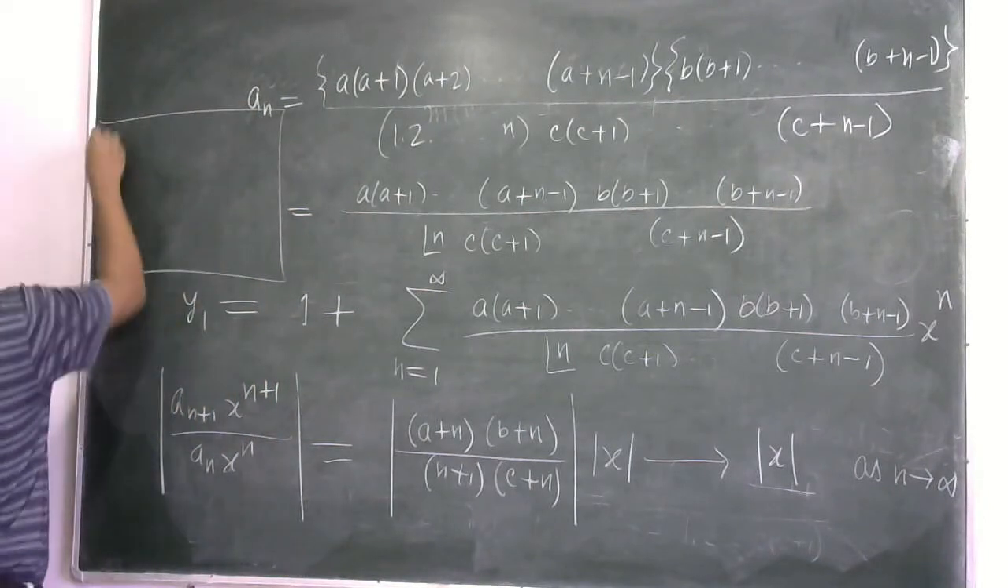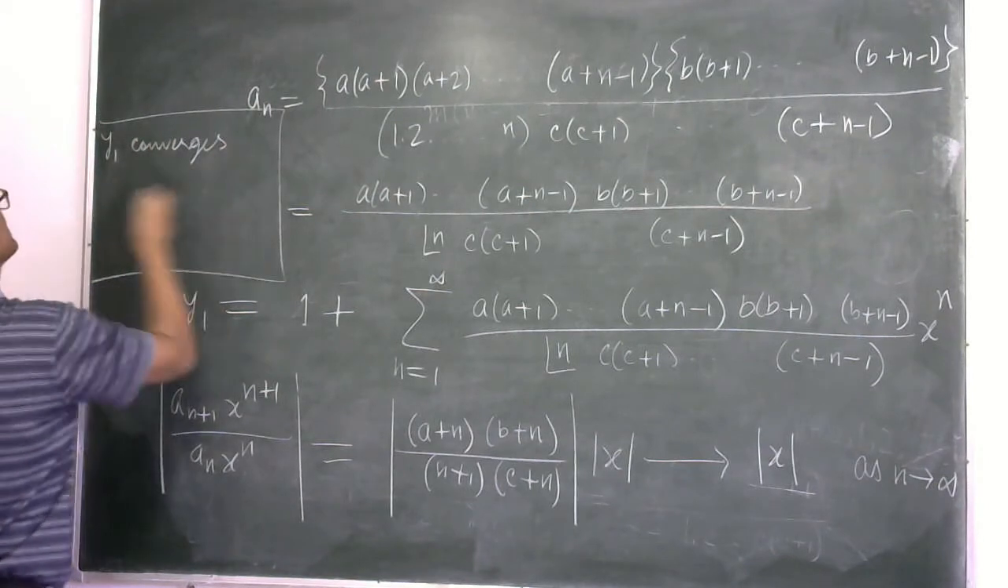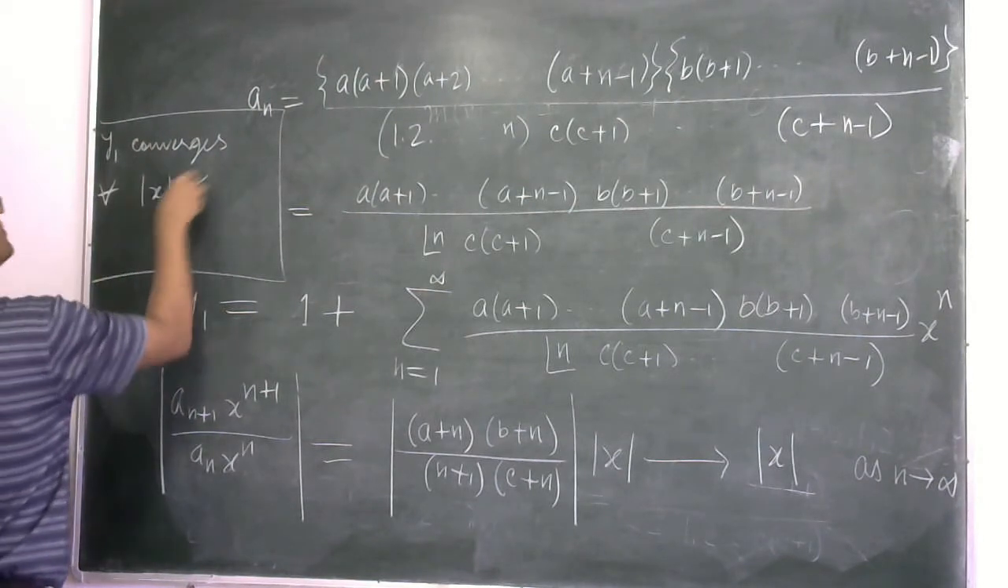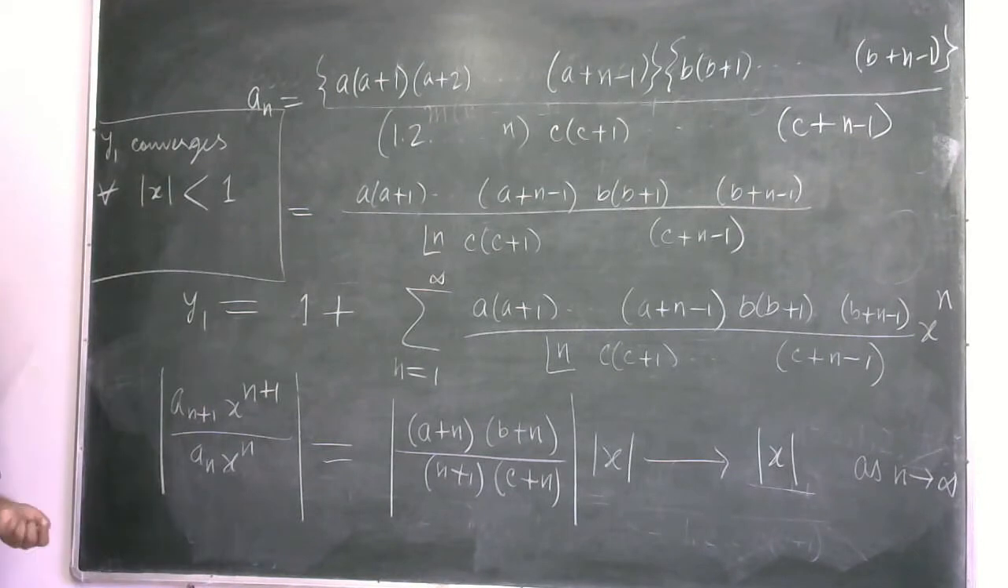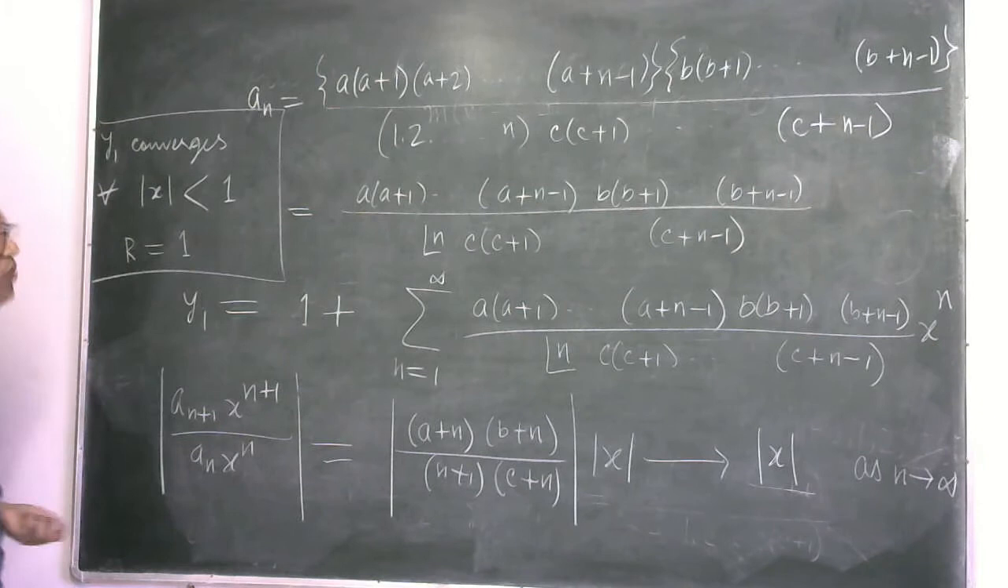Okay, so I can definitely say that y1 converges for all mod of x less than 1. So that means the radius of convergence is 1.